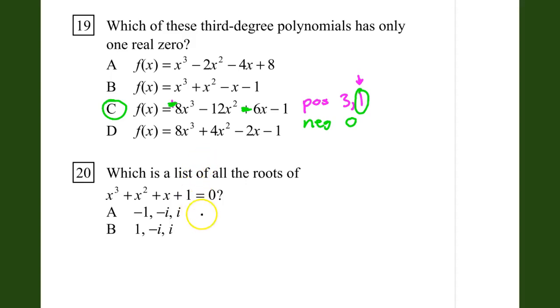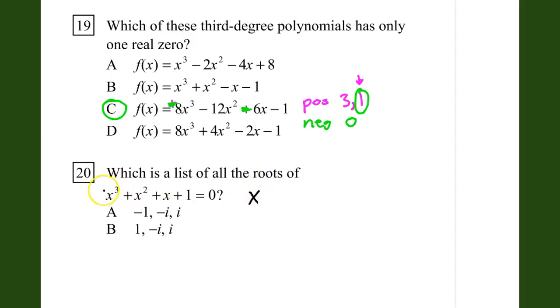So let's look at number 20, and then we can end up there. Which of these is a list of all the roots? Okay, so basically factor this and solve this all the way. We've got a third degree, so 3 roots, and let's try this by grouping. I think grouping will work really well.